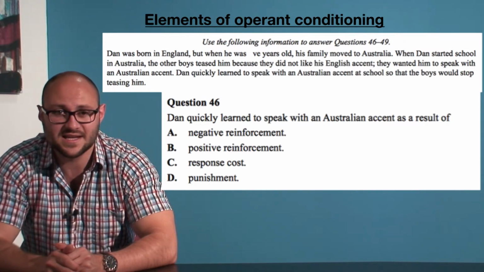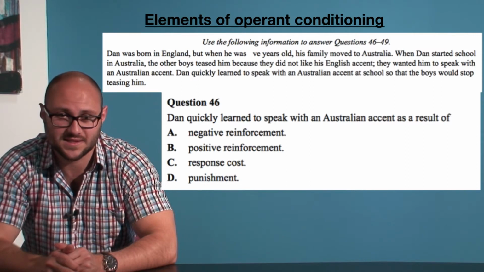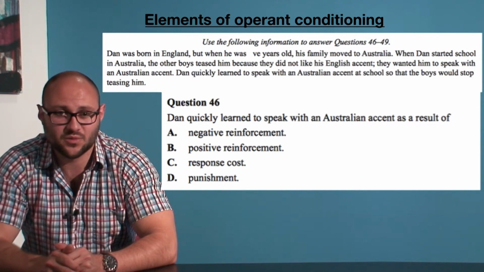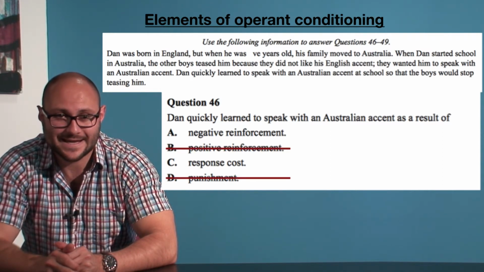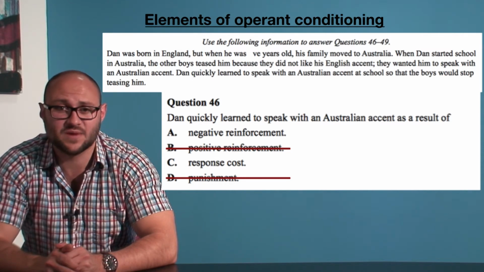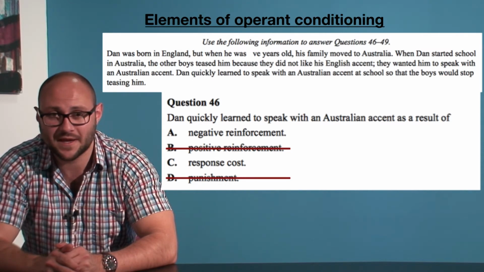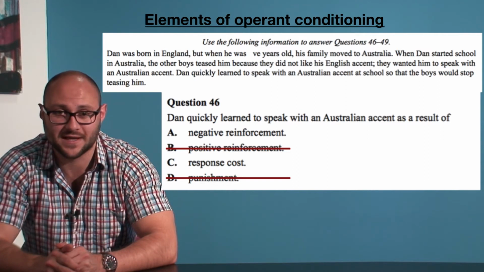In this case, Dan wants to take away the other boy's teasing. This means that the element will either be negative reinforcement or negative punishment, response cost. We can rule out options B and D. The next thing to consider is whether Dan's actions were more likely to be repeated in the future or less likely to be repeated in the future.